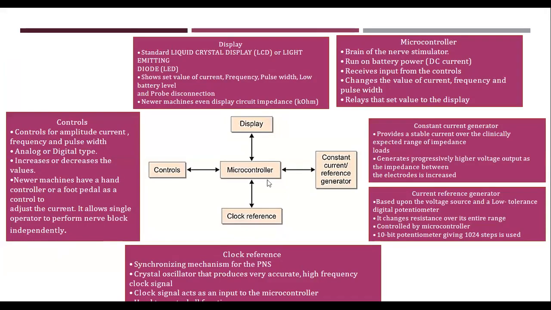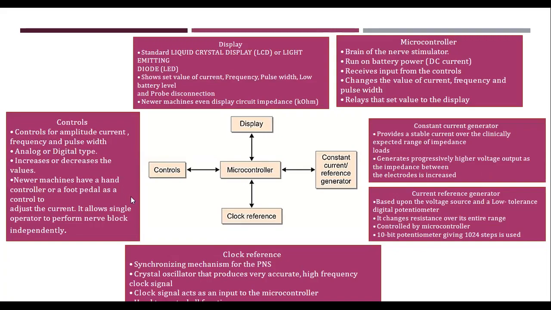So there will be a microcontroller and controls which control the microcontroller, and then the clock reference, display, and the constant current generator. The constant current generator is the most important feature of the peripheral nerve stimulator. It provides a stable current over the clinically expected range of impedance, and generates progressively higher voltage output as the impedance between the electrodes is increased. And then the controls for amplitude, current, frequency, and pulse width, analog or digital type, increase or decrease the values.